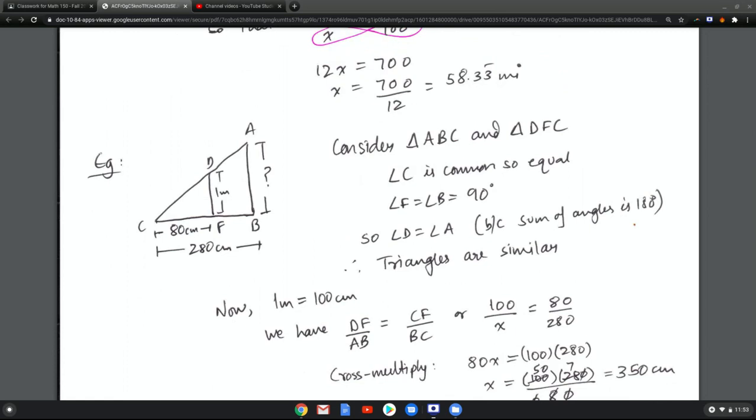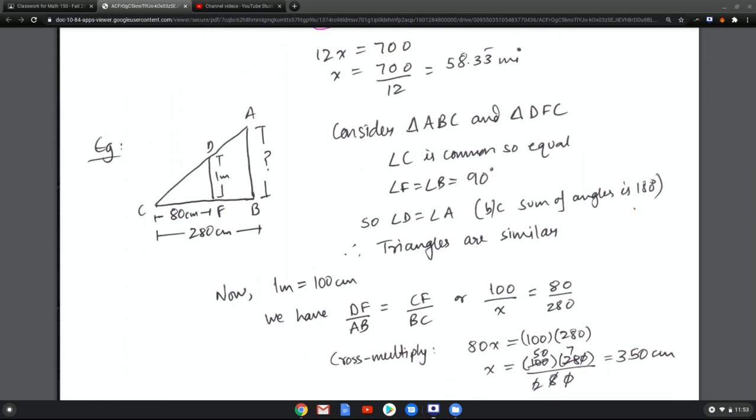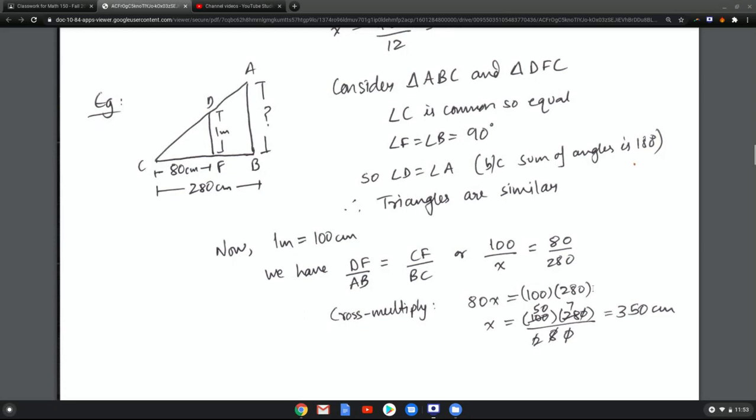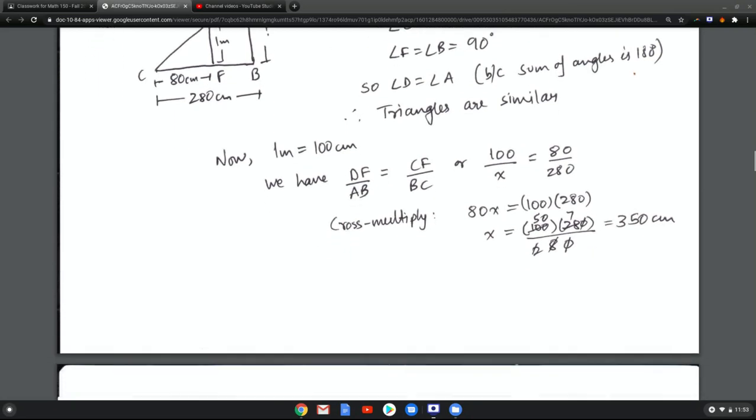1 meter is 100 centimeters. Now when you do these ratios, you have to make sure they're in the same unit. Now choosing the corresponding sides, we have DF over AB equals CF over BC, or 100 over x equals 80 over 280. Solving that gives me x is 350 centimeters.